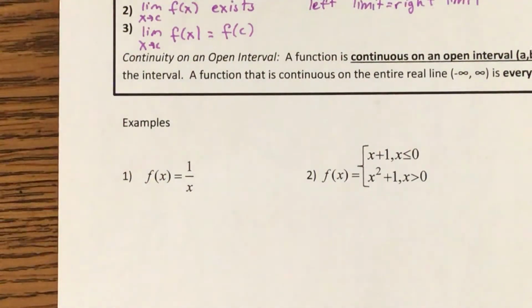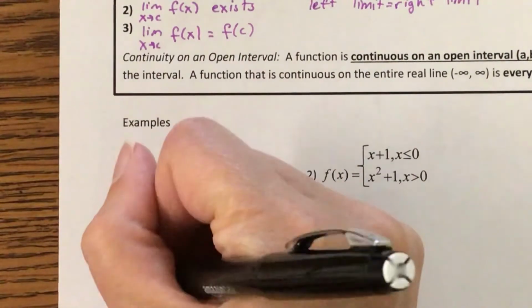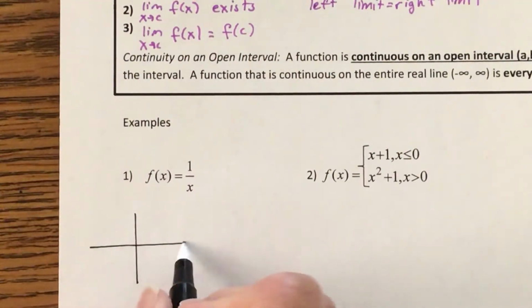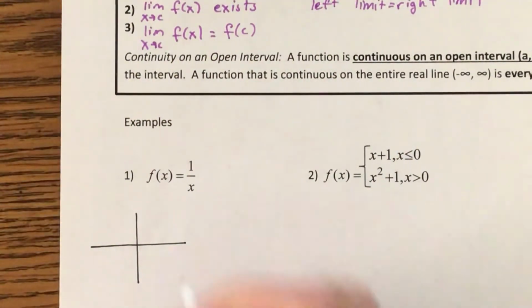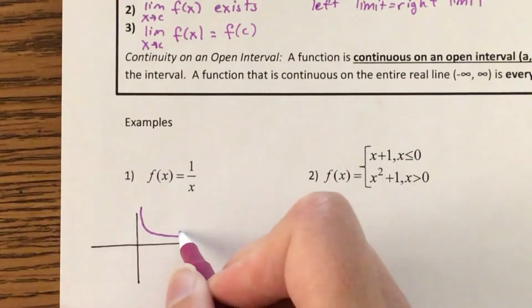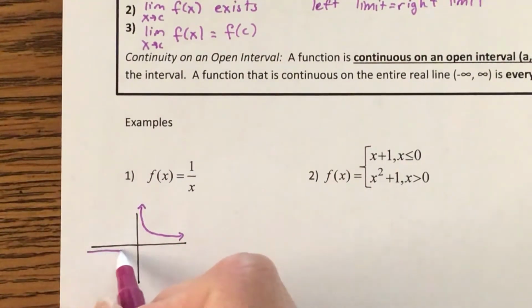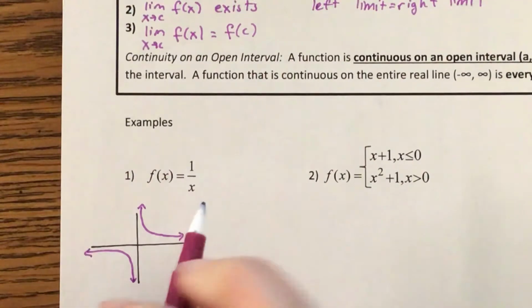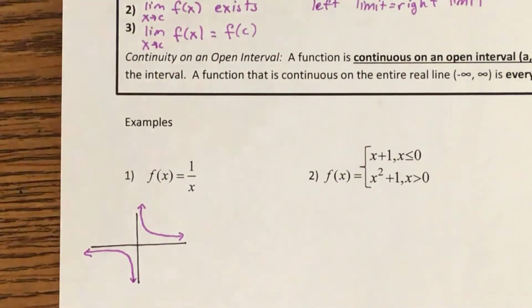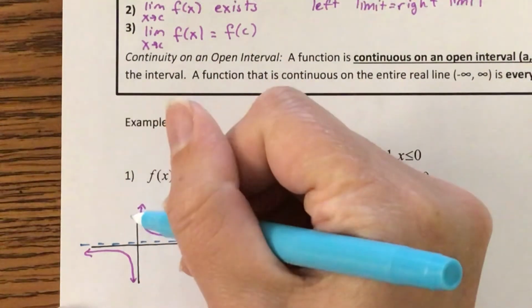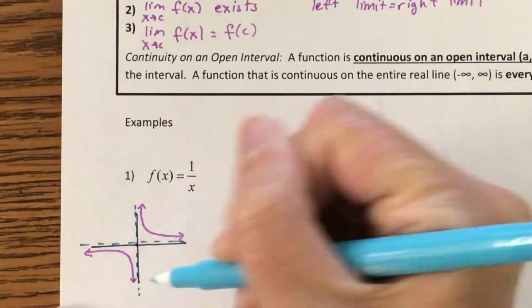Example number 1 down here, we've got f of x equals 1 over x. What does that picture look like? So if we remember back from, I think it was Algebra 2, you guys probably did things like 1 over x. 1 over x looks like this and this. It has a horizontal asymptote at y equals 0, and it has a vertical asymptote at x equals 0.